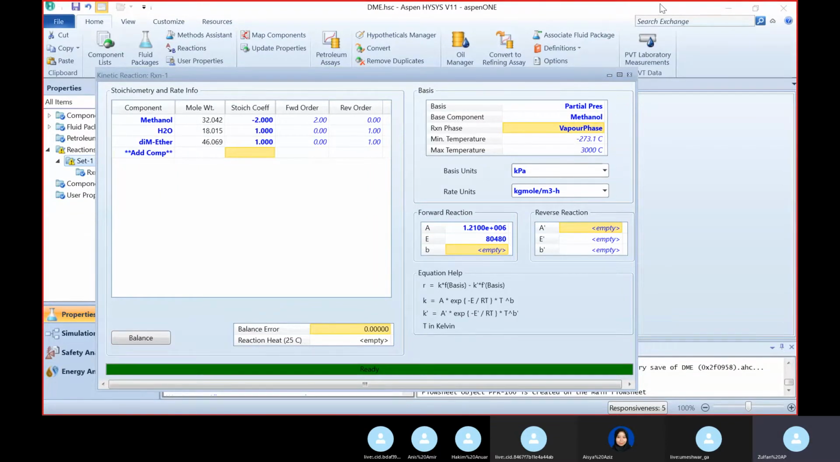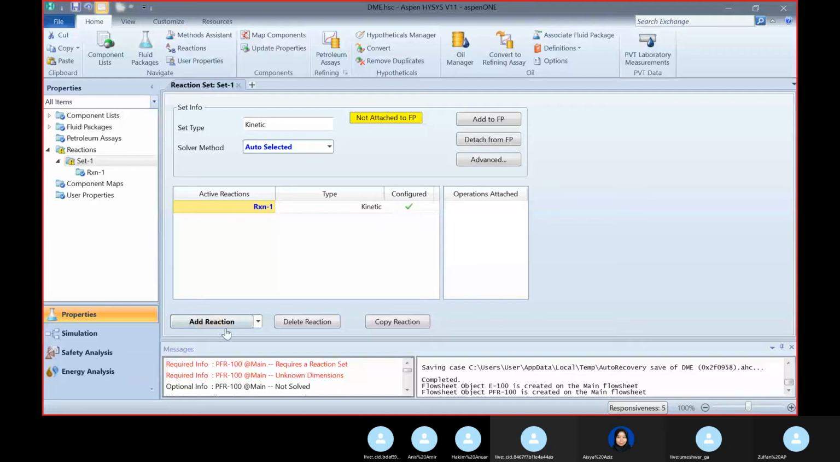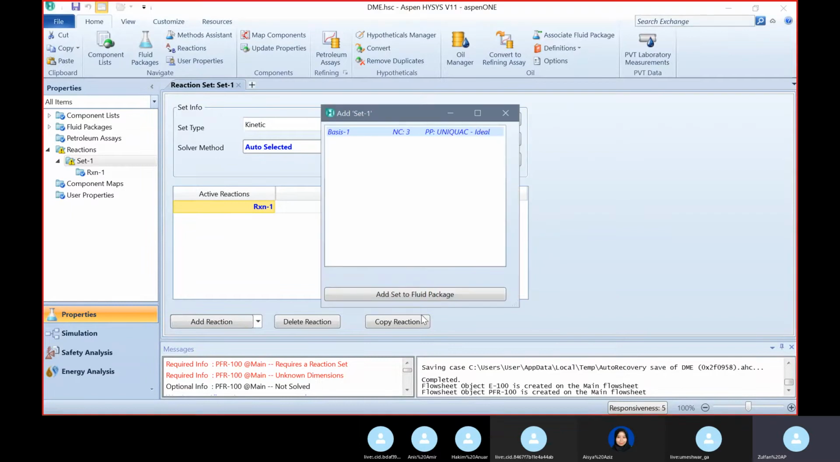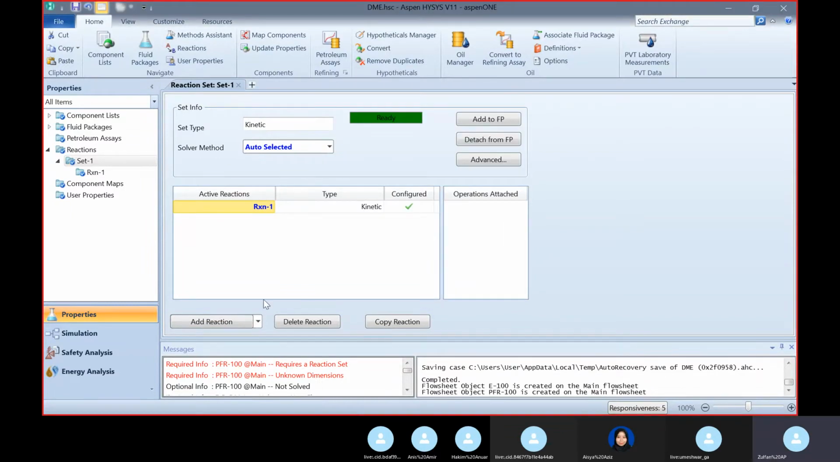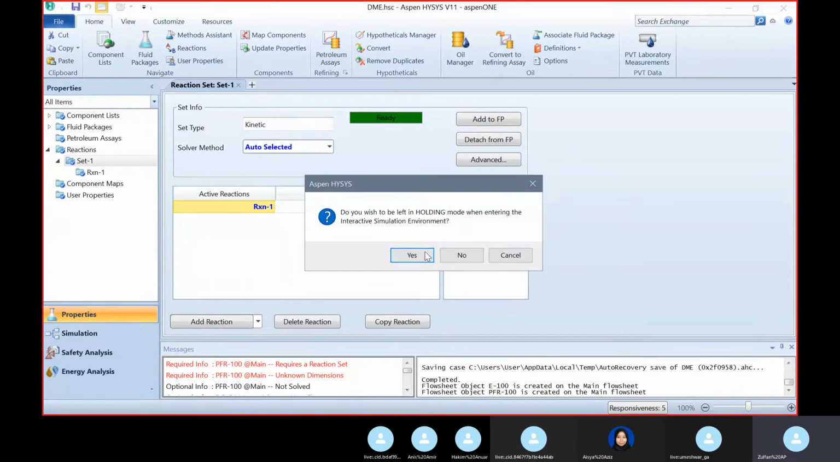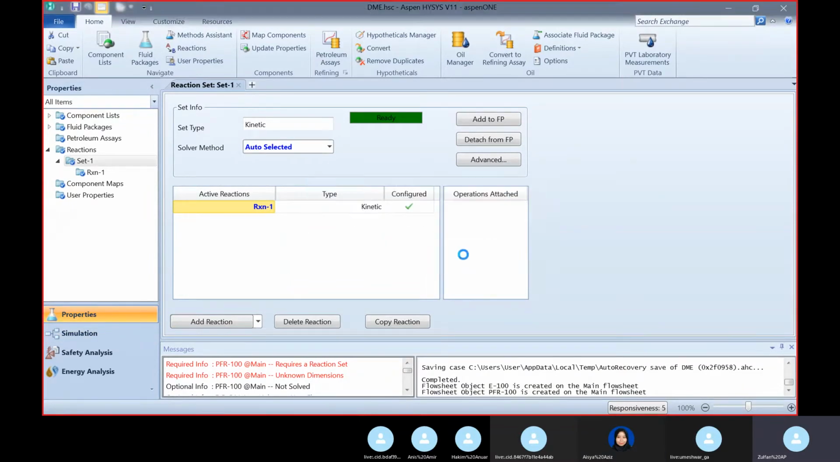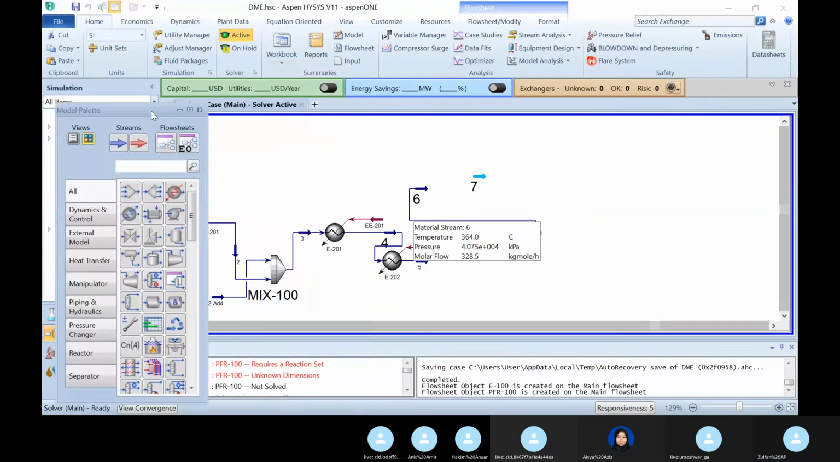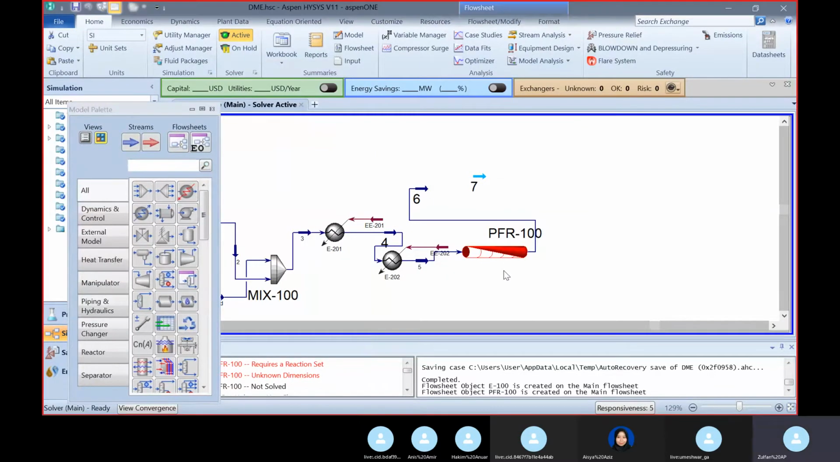So we close this, and then add to FP. Add to fluid package. Add. And then go back to simulation.